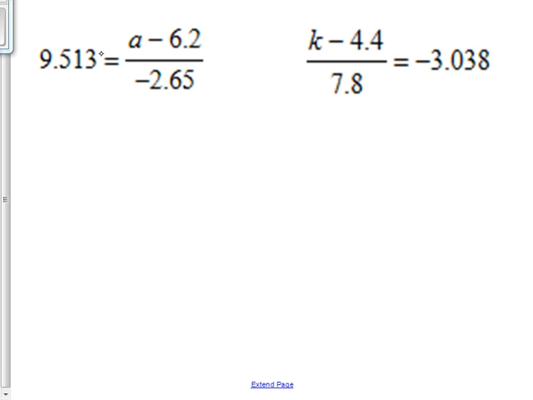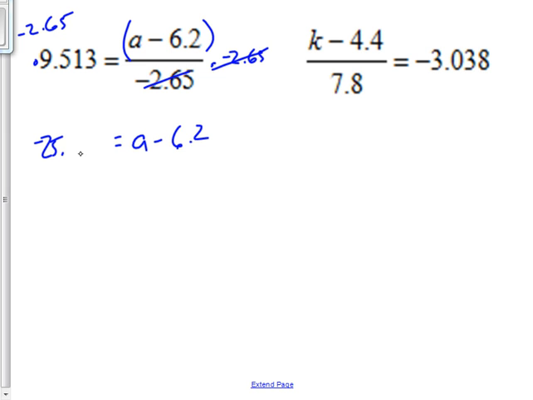All right, so here we go again. Put the parentheses on the top. All right, let's make sure we multiply by a negative 2.65 on both sides. We'll try to make sure that ends up being negative this time. Okay, I'll cancel those two things. We break open the parentheses. We get a minus 6.2 is equal to a negative. Let's try to get that right this time. We'll go 2.65 times 9.513. So it's a negative 25.20945.